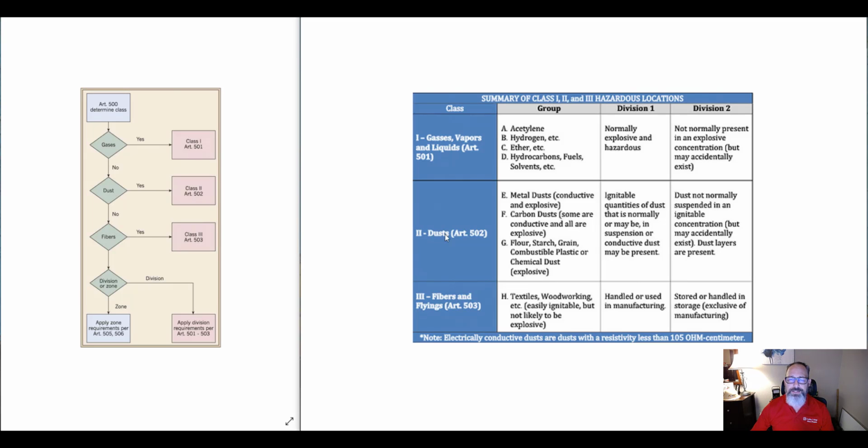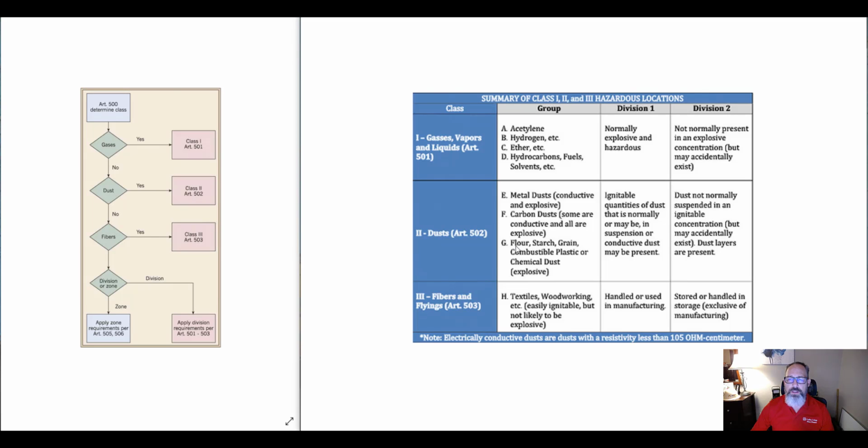So for dusts, they could be metal dusts that are conductive and explosive, carbon dusts, some are conductive and all are explosive. That's interesting. Some conductive, all explosive. Carbon fiber is one of those that is conductive. Then there's flour, starch, grain, combustible plastics, or chemical dusts.